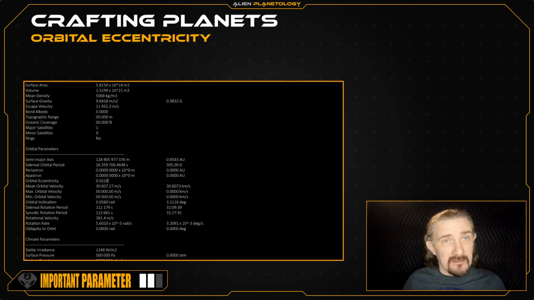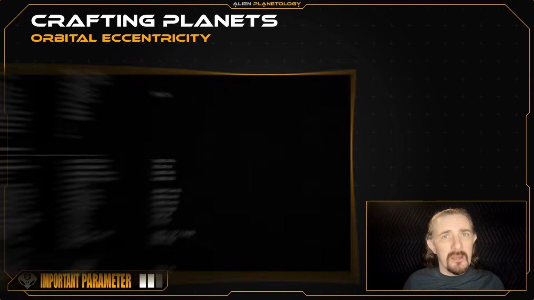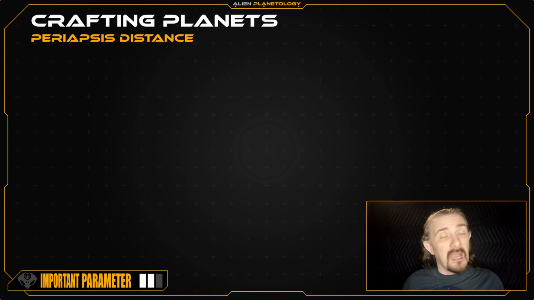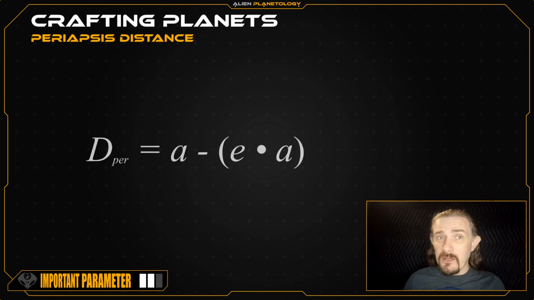Now that we have defined the eccentricity of our planet's orbit, we can calculate how close and how far it passes from its star while following its elliptical path. We'll start with our planet's minimum distance to the star, a parameter known as the planet's periapsis. To calculate this, we can use this equation, which relates the periapsis to our planet's semi-major axis, or its average orbital distance, minus the product of the eccentricity times the semi-major axis.